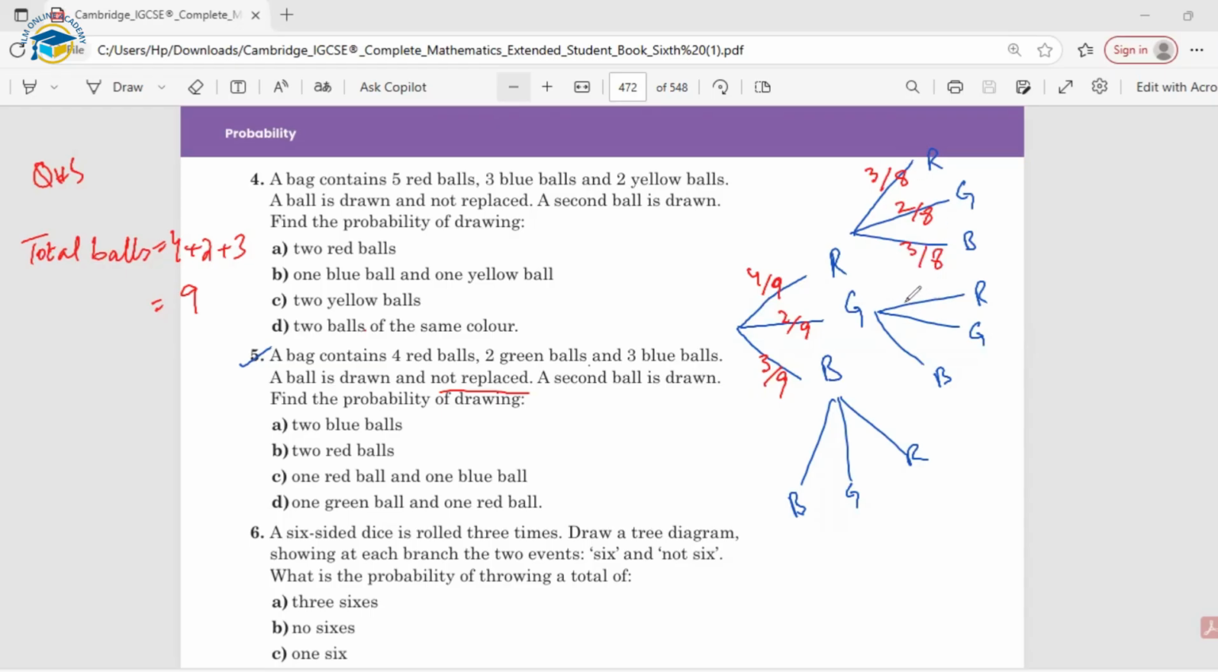Next, the green one has been picked up. So blue one will be similar but 4 over 8. Green one will be changed. That will be 1 over 8. Blue one will be similar but 3 over 8. Okay, total possibilities have changed.